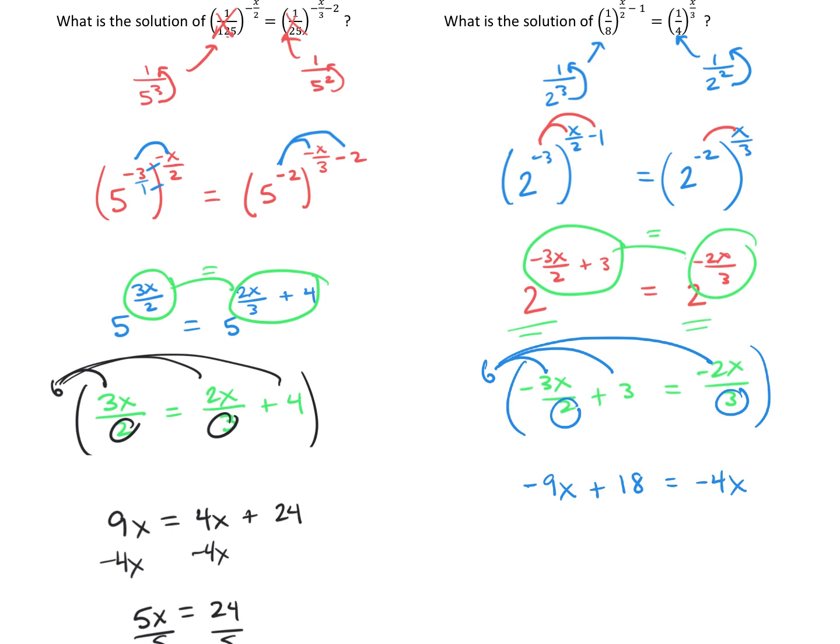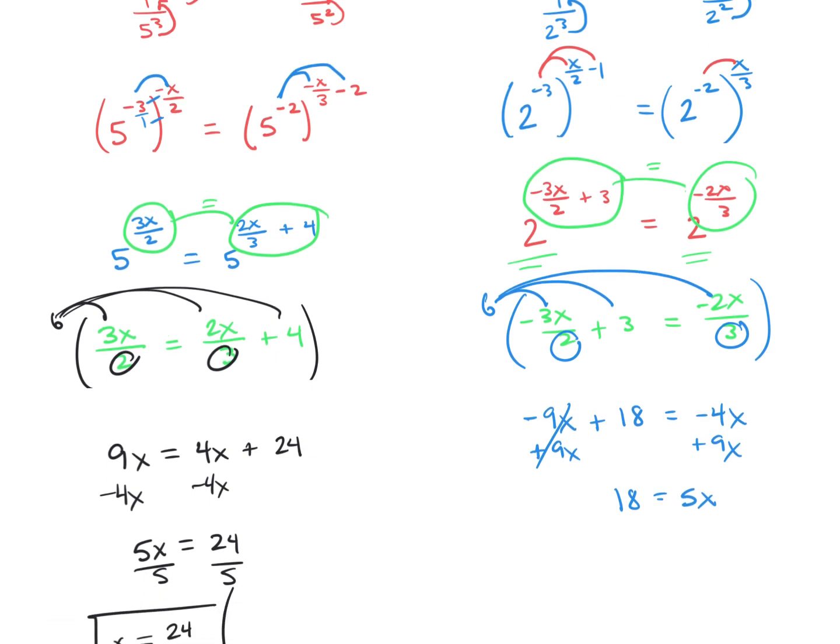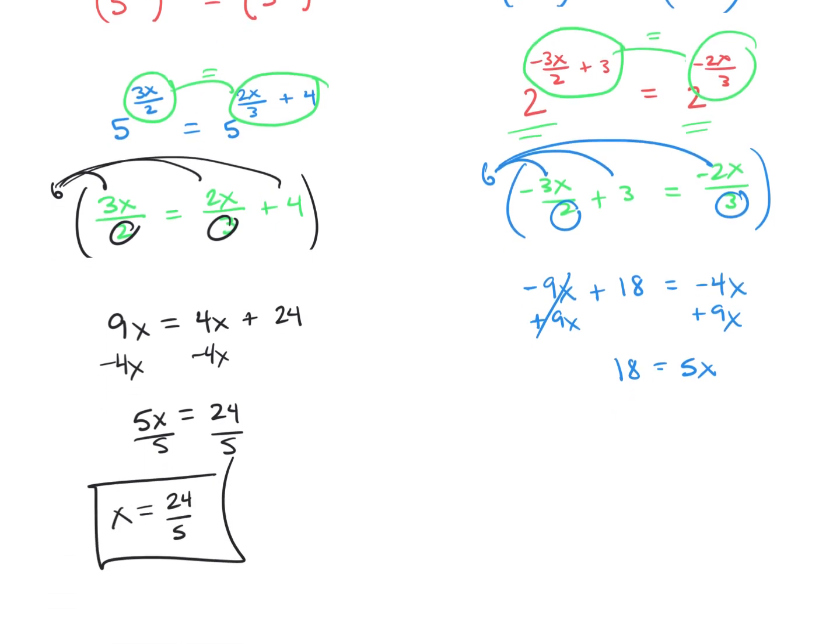Now we've got something we can solve. We will add 9x to both sides just to get those x's on the same side. 18 is equal to a positive 5x. Let's go ahead and solve for x by dividing by 5. We got x alone. It equals 18 over 5. 18 does not divide by 5 evenly, and it doesn't reduce, so we'll just keep that 18 over 5 answer.